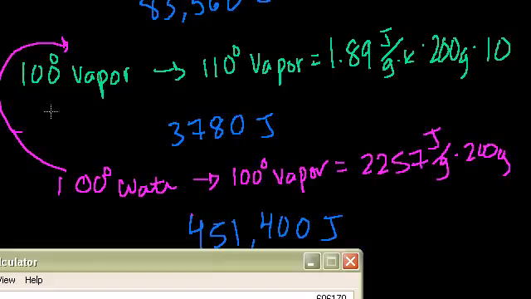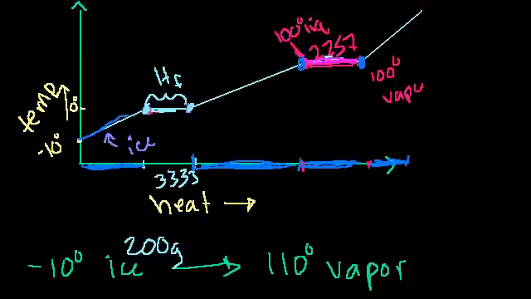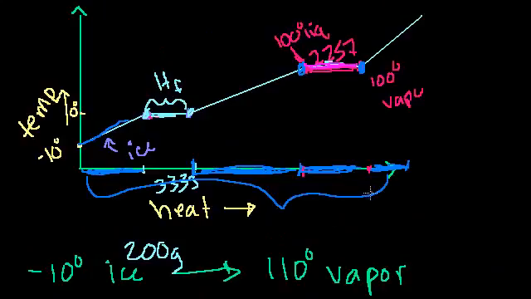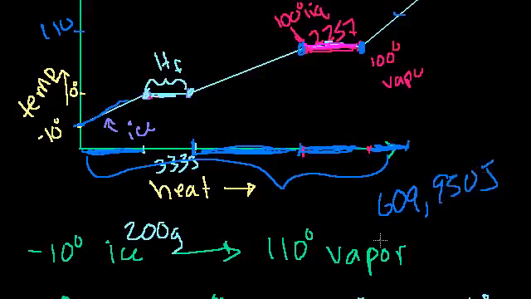And then finally, we're at 100-degree vapor, and we want to convert that to 110-degree vapor. So it's another 3,700 joules. So plus 3,780 is equal to 609,950 joules. So this whole thing, when we're dealing with 200 grams, going from minus 10 to 110, and remember, this is for 200 grams, it took us 609,950 joules, or 609 kilojoules, to do this.